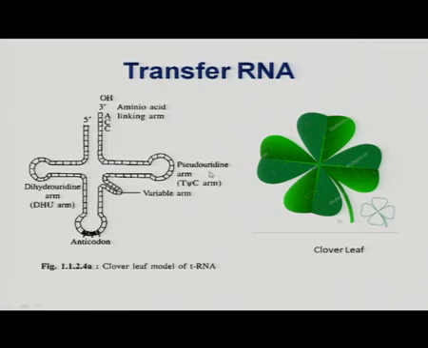Pseudouridine is an uncommon nucleotide present in the RNA, and this is formed because of the 180 degree rotation of N3 and C5 carbon atom, and this arm is called the amino acid linking arm. At this particular arm, the amino acid is attached during the protein synthesis. So, this is how the transfer RNA looks inside the cell.